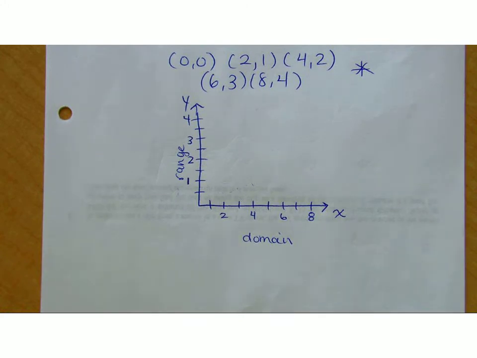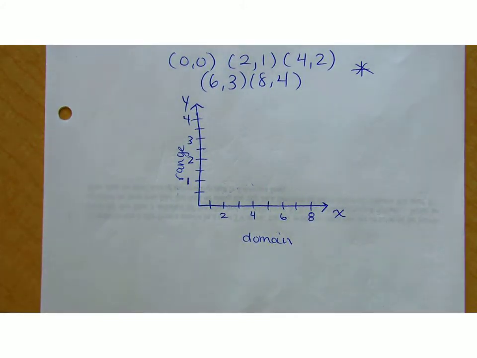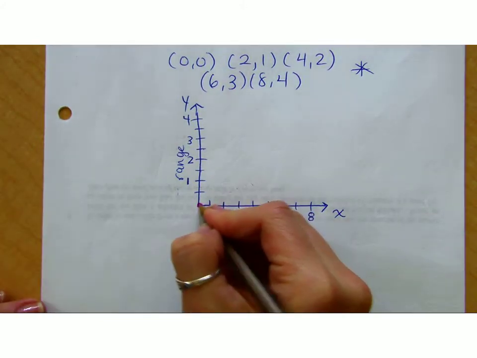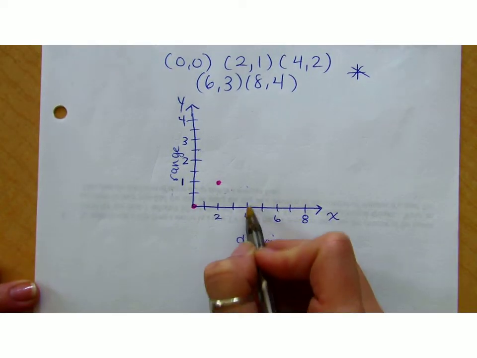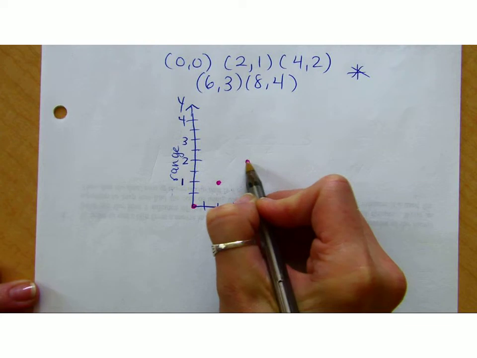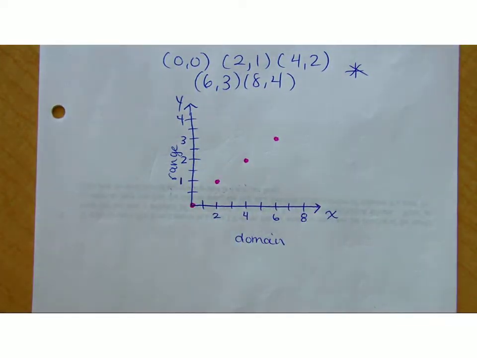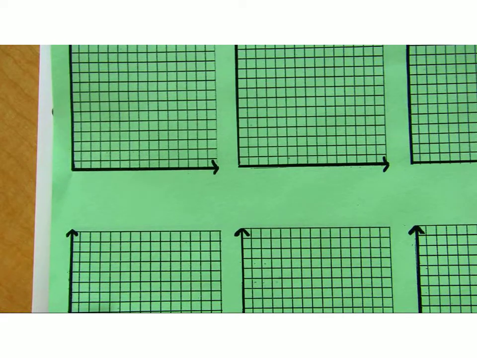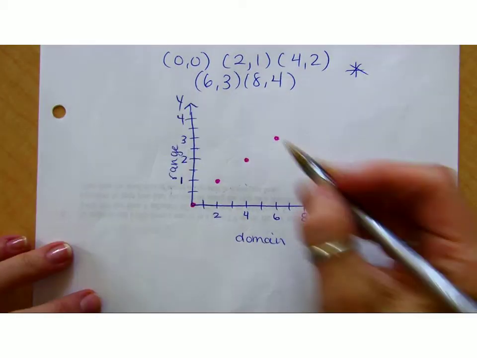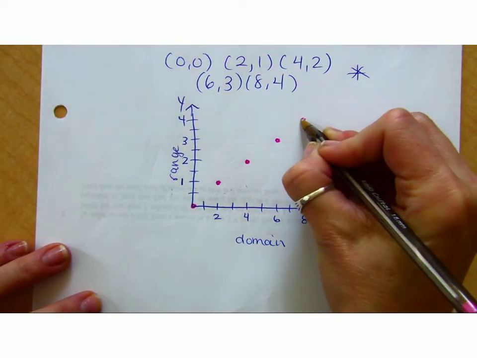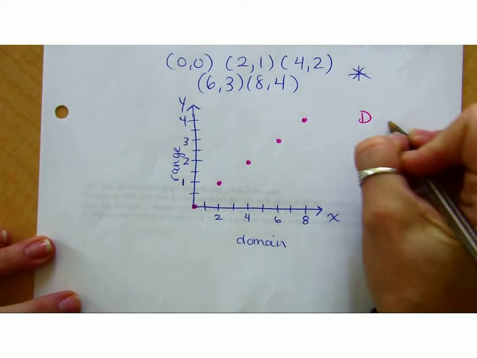And now I want to plot my points. My 0, 0 goes right at the origin. My 2, 1, and then 4, 2, and you're just plotting away from here. 6, 3. I'm going to give you actual graph paper today, so you're going to be getting a whole page of these, which will be nice because it's so frustrating having to do it. I get it. And then 8, 4. Don't connect the points right now, okay? Do not connect.